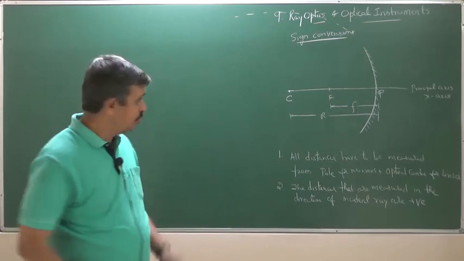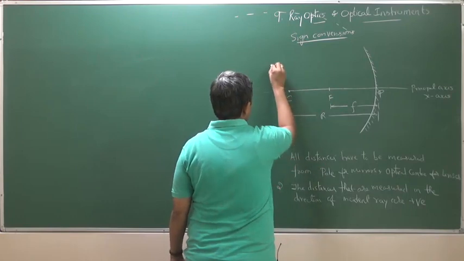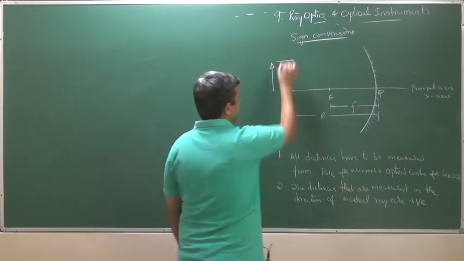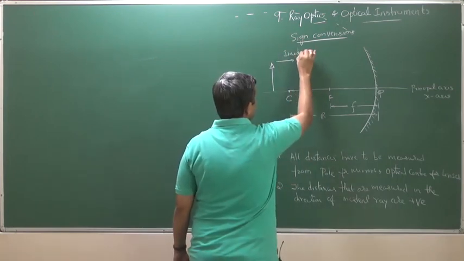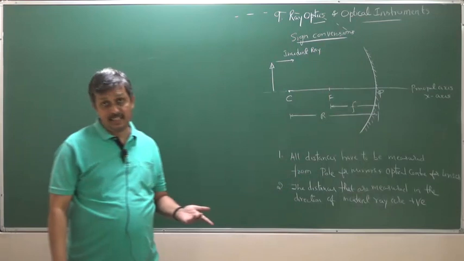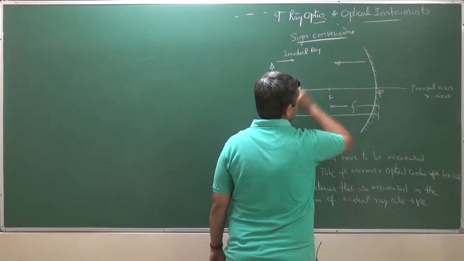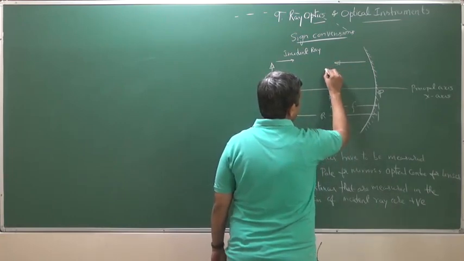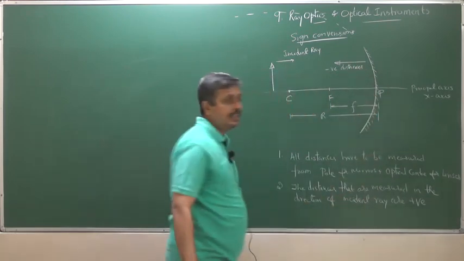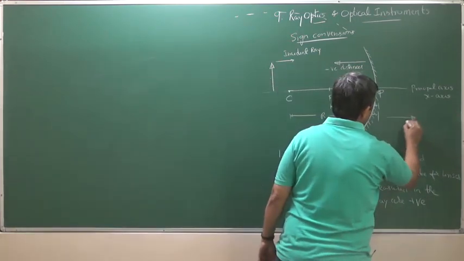So one which is measured in the direction of the incident ray. Let us assume the object is somewhere here, and the incident ray is coming in this way. This is our incident ray. If I want to measure distances in this direction, it is negative, because you are going opposite. In this direction, if you measure, positive distances.